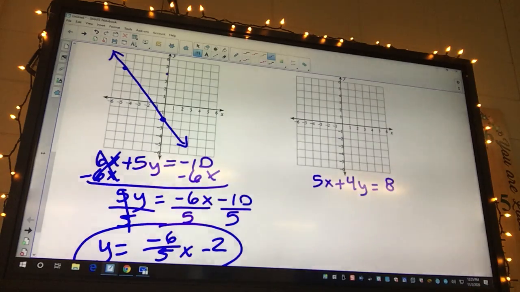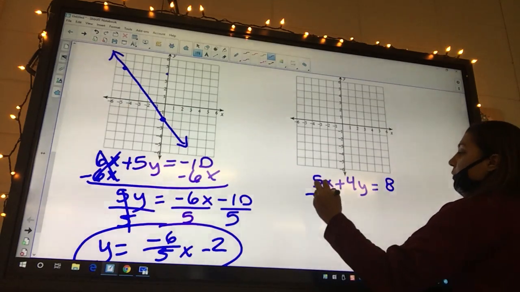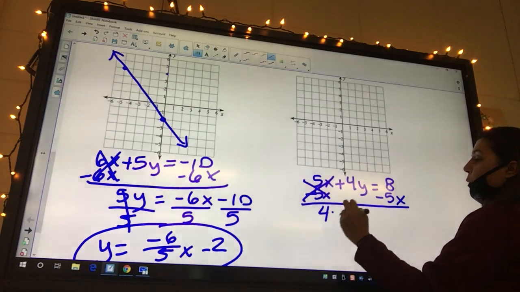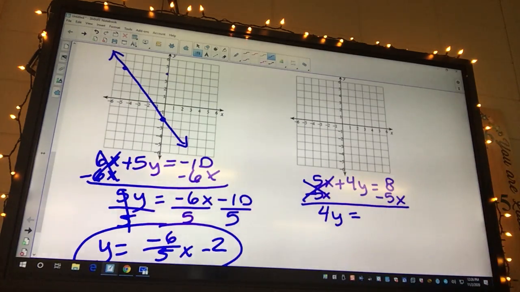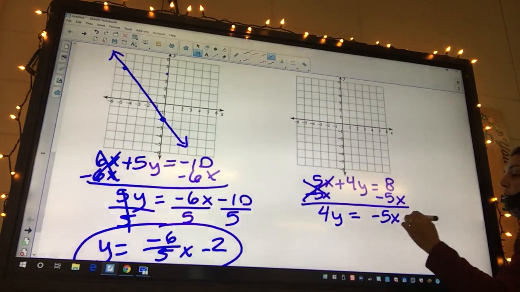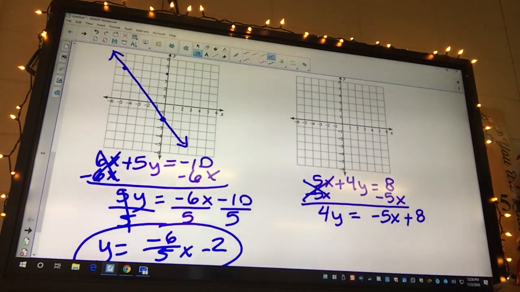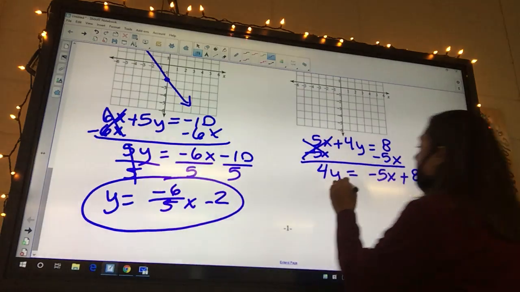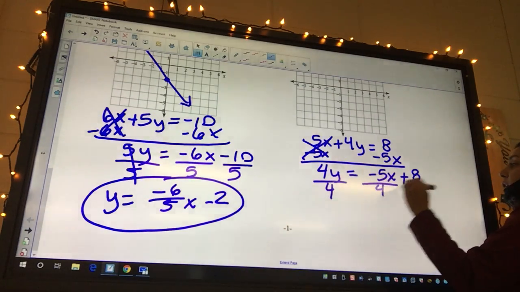Okay, what do we need to do first? Get rid of the 5x. Negative 5x on both sides. So I'm going to have 4y equals what? Negative 5x plus 8. Because the 8 is a positive, not a negative. And then our last step is going to be to divide everything by 4. You need to do each piece.